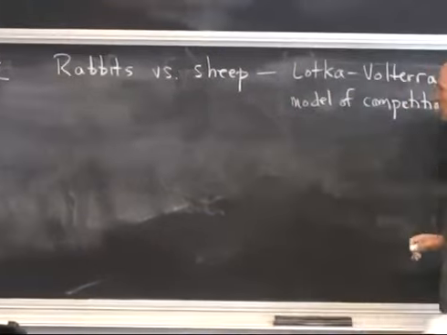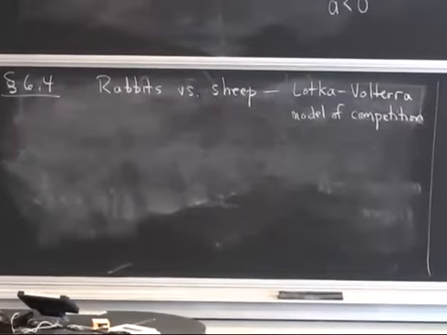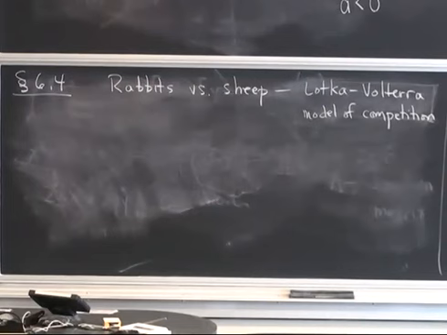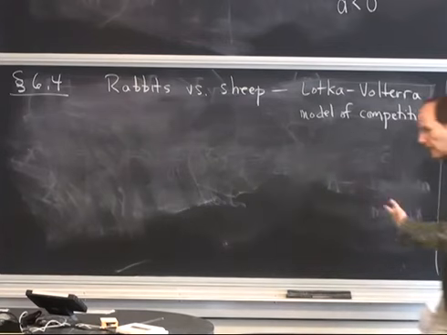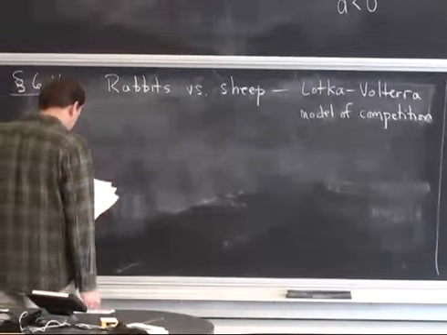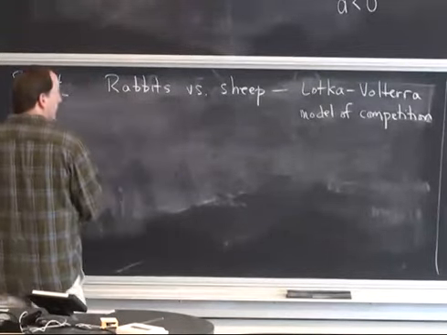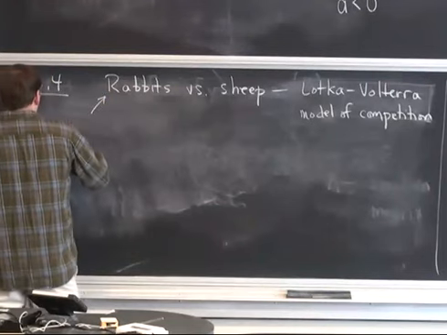Now, don't get confused about what competition means. Competition is not predator-prey. So the sheep do not eat the rabbits. The sheep eat grass, and the rabbits eat grass. So they're competing in that they want to eat the same thing. They have the same resource that they like. And so think of them, as I say, as competing for grass.